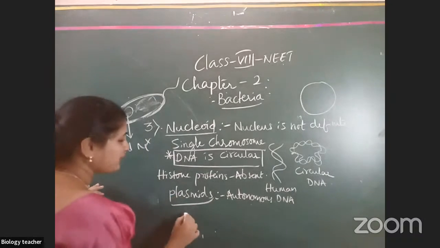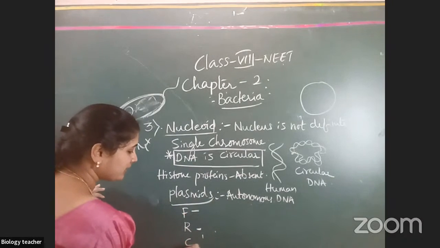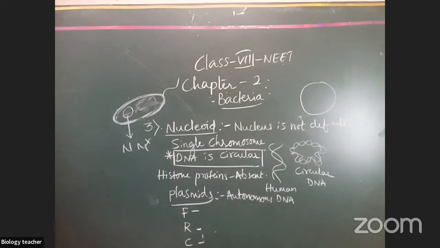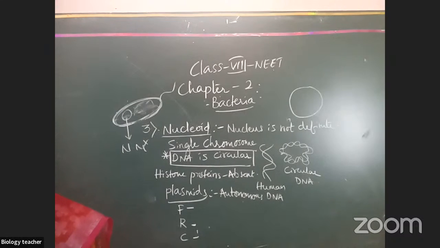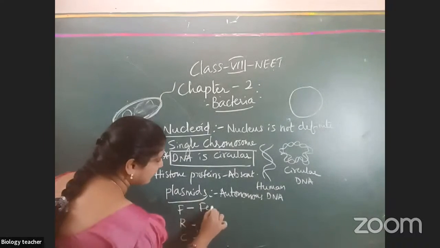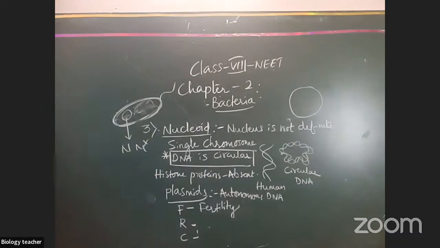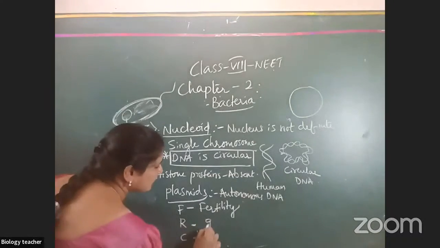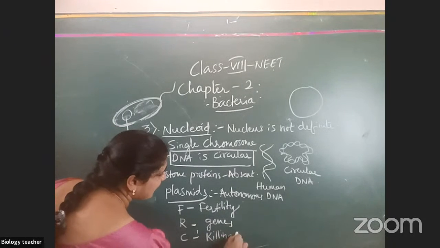In bacteria, there are three types of plasmids: F plasmid, R plasmid, C plasmid. F is for fertility. This F plasmid is for fertility. R is for resistance genes. And the C plasmid is for killing others.